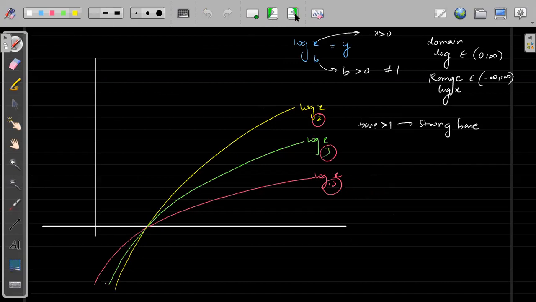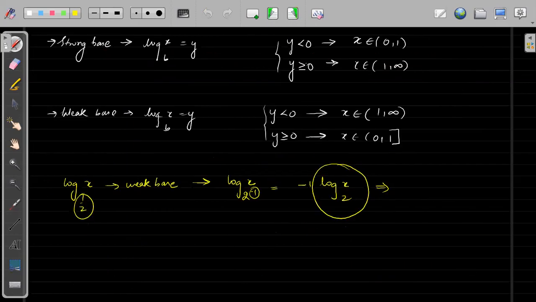See, okay, I will draw the graph once again. Draw any strong base curve. So this is a strong base curve, right? This point is (1, 0). Where is y negative? Y is negative for this part. For which values of x? When x belongs to (0, 1). That is what I have written.